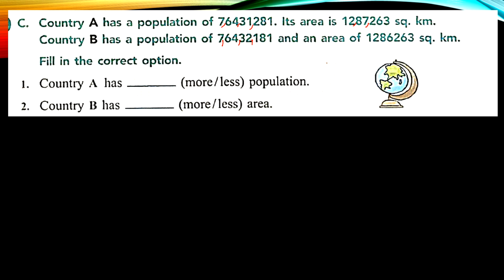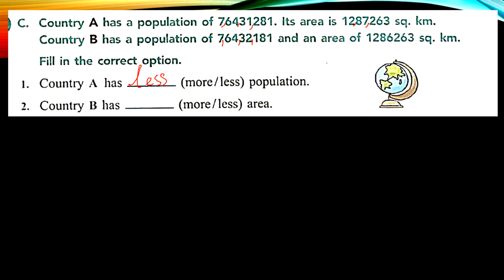So country A has, if you see very properly, they have the same digits in the lakhs and crore periods, right? Only the numbers in the thousands are changing. In the case of B, it is 32,000, and in the case of A, it is 31,000. 32,000 is bigger than 31,000. So yes, country B has more population. Since here they're asking for country A, okay, this has less population. Now country B has more population.